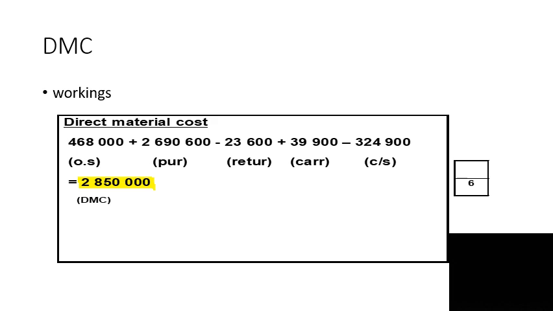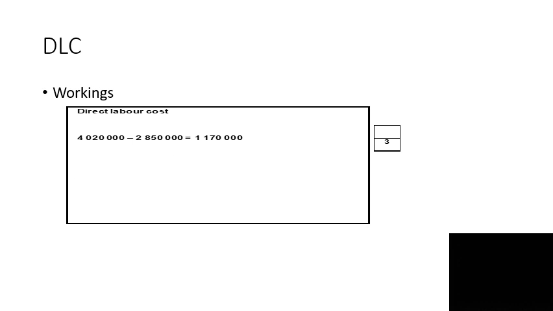This is the expense for the year, 2,850,000. So when we are calculating direct material cost, this is the logical method. We are not presenting it in the note. If it was a note, we could write opening stock 468,000, purchases minus returns, then we write the net answer. Carriage on purchases 39,900, then closing stock in brackets 324,900. But this calculation, I call it logical, no need to show the vertical format. So our direct material is 2,850,000.